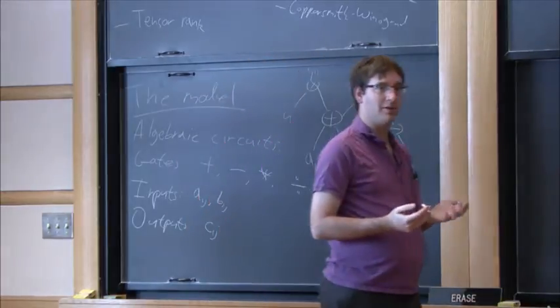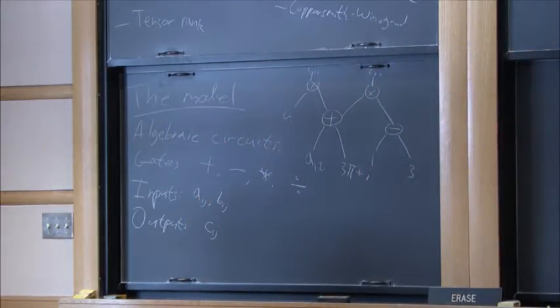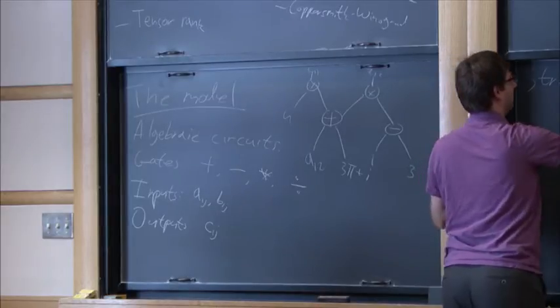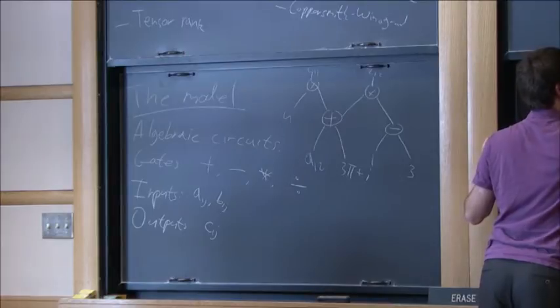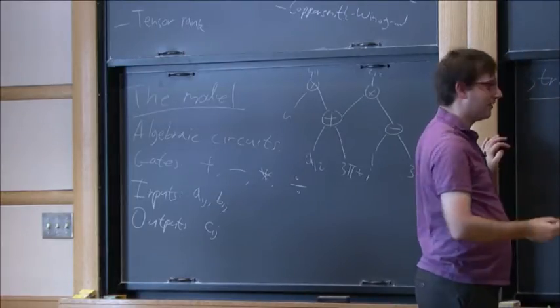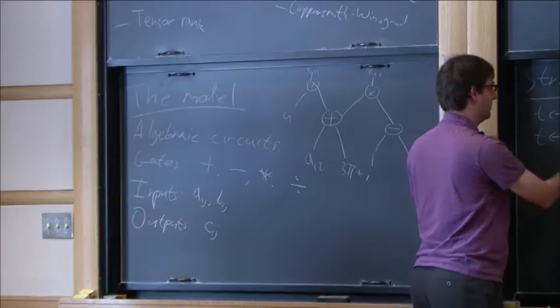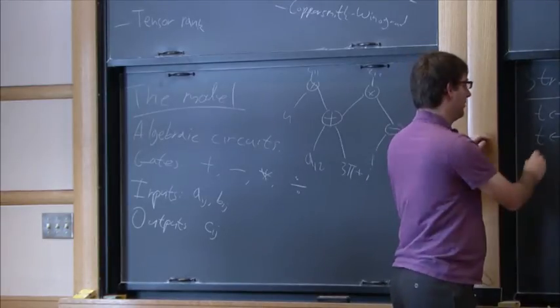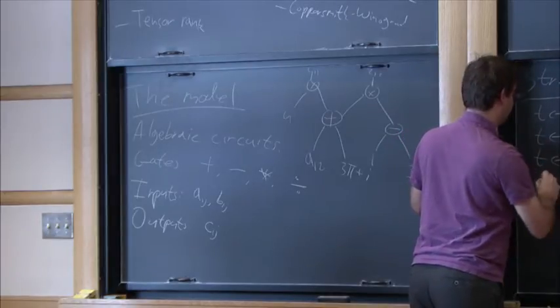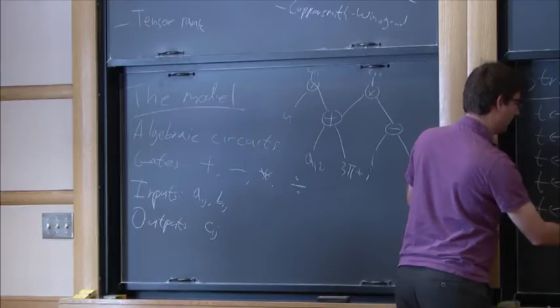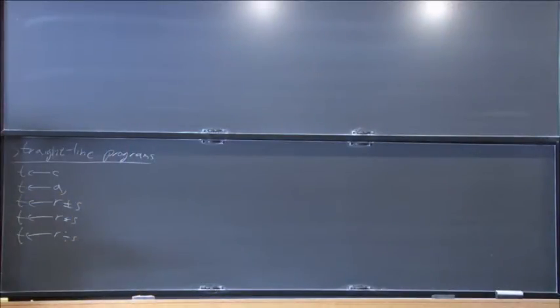Now, it will be nicer to use an equivalent model of straight line programs. They have the following instructions. So you have instructions like this. Here C is any constant. You have this instruction. Here, this could be any input. And we have these instructions. And in the end, we want to have the output in the correct variables. The complexity is the number of instructions in this program, and it's the same as the number of gates in this model.